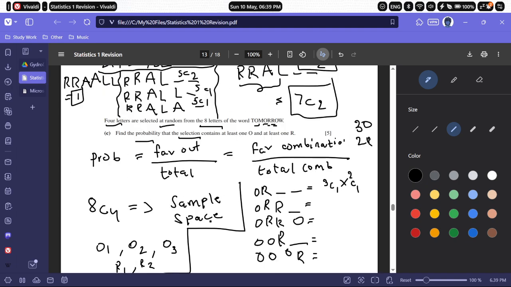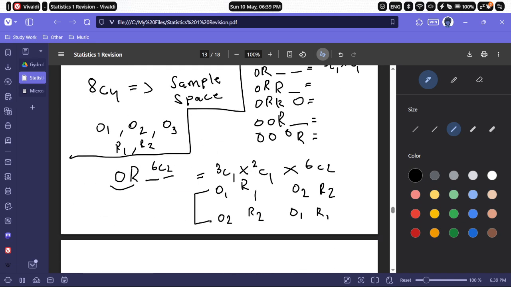Keeping in mind that arrangement does not matter, they're basically the same cases, right? So you're sort of overcounting. Now we don't want to overcount, because technically these two cases are the same.